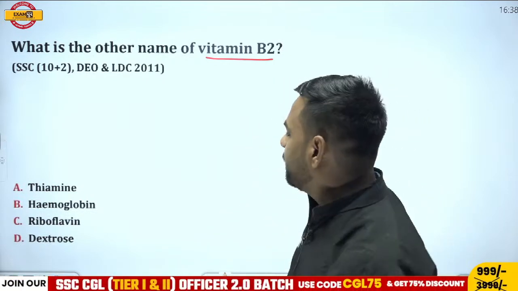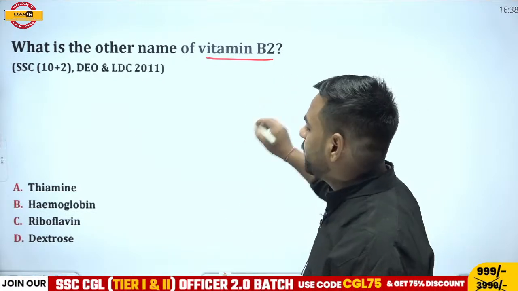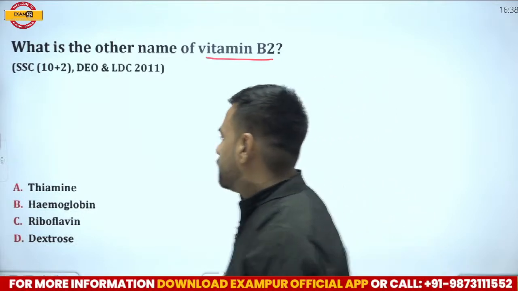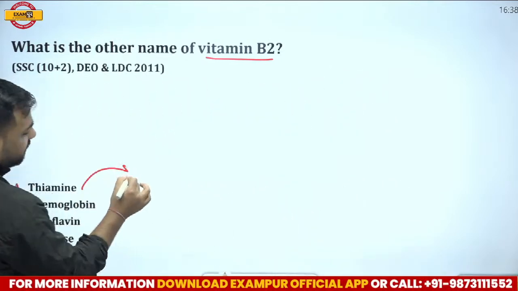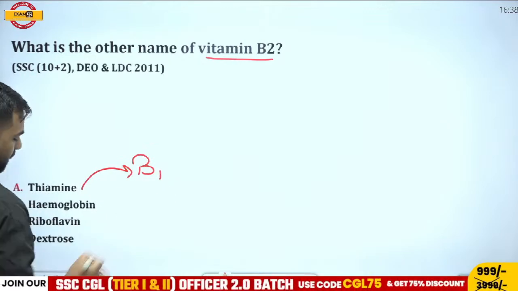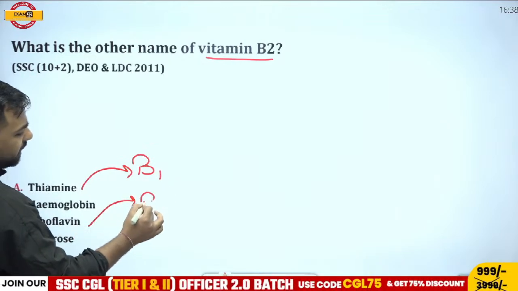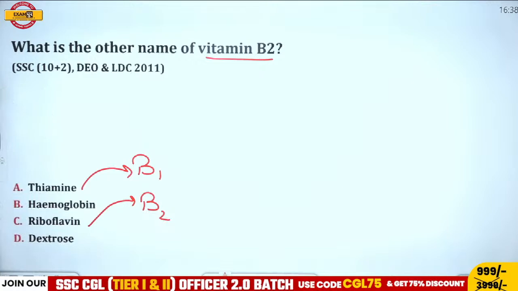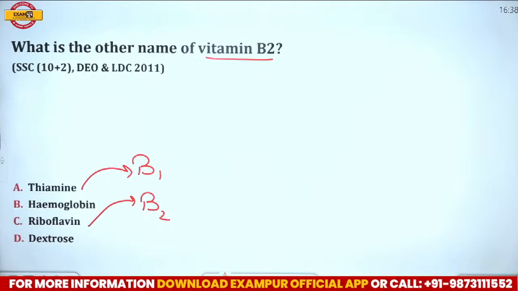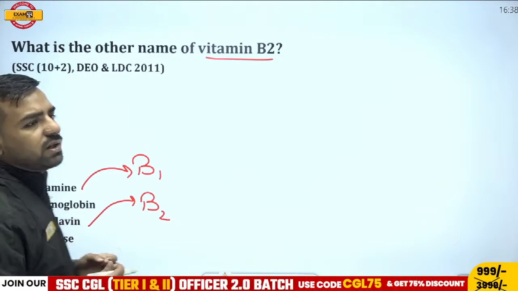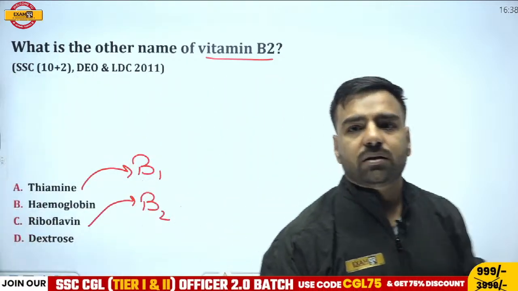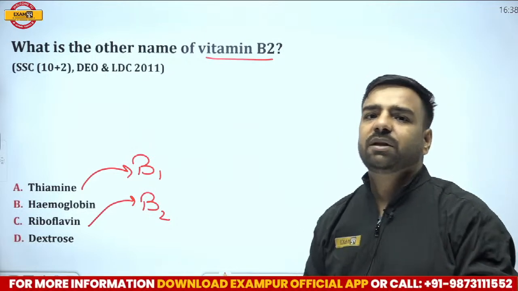Yeah, so Kiran has given the answer riboflavin, and that's totally correct. We have just discussed it, right? So if I talk about this, thiamine is the name for vitamin B1 and riboflavin is the name for vitamin B2. Hemoglobin is actually not a vitamin. Hemoglobin is present in our blood, and it is the one giving red color to the blood. So, Jarsha is saying, sir, it would be thiamine.